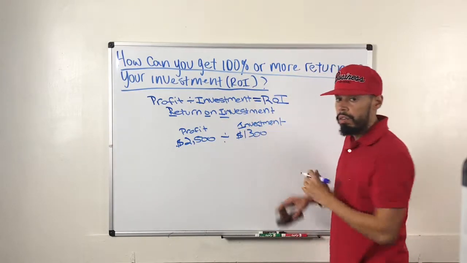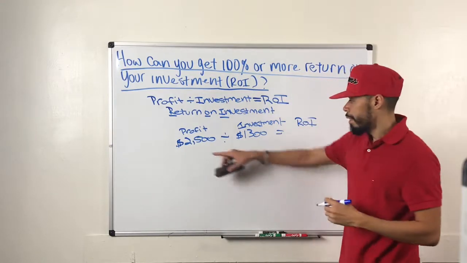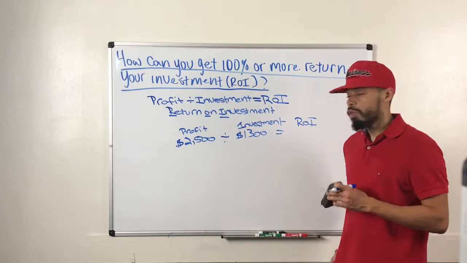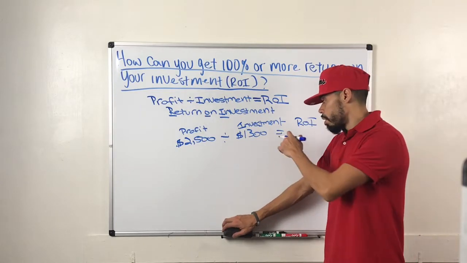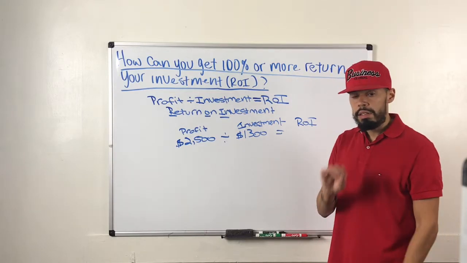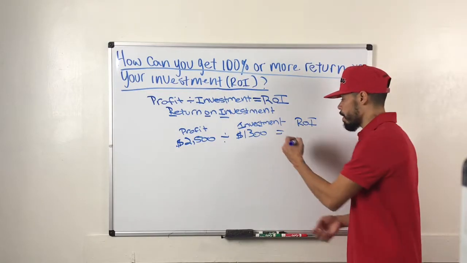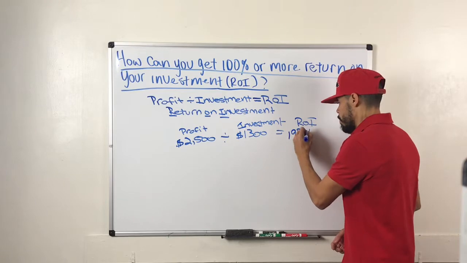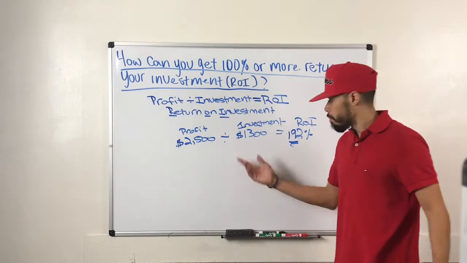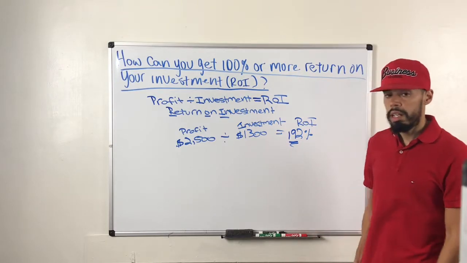Now we're going to calculate our ROI. You take the profit divided by the investment, you get your ROI. If you're using your calculator, it's going to come up in a decimal. So you multiply that by 100, and that will convert it into a percentage. So in this particular scenario, your return on investment is a 192% return, right? Pretty good. Put out $1,300 to make $2,500 in profit. I'll take that any day.